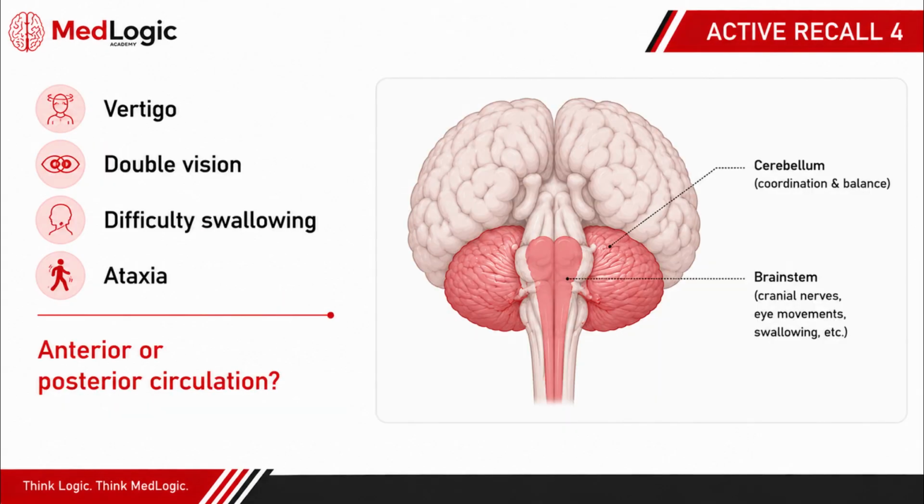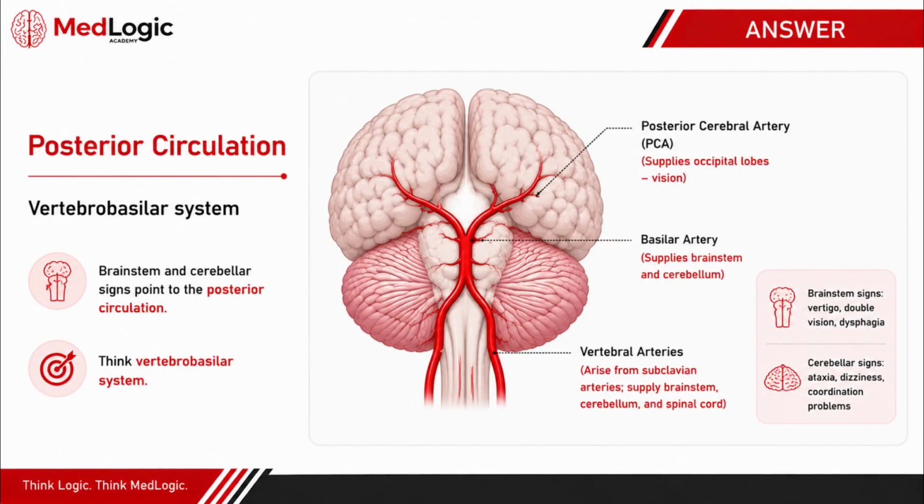Now, vertigo, double vision, difficulty swallowing, and ataxia. Is this anterior circulation or posterior circulation? Posterior circulation. Brainstem and cerebellar signs? Think vertebrobasilar system. So this is how the vascular map becomes clinically useful.